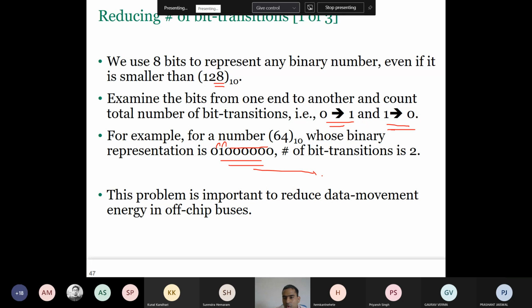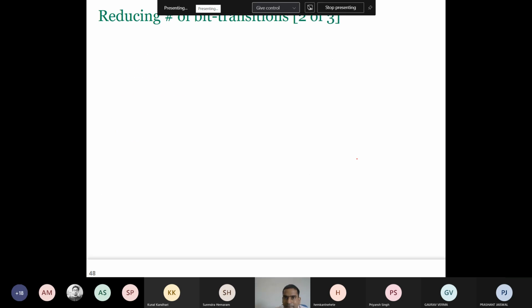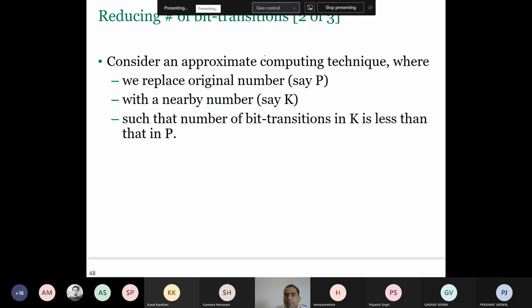Okay, so our goal here is to somehow reduce the number of bit transitions. First of all, in this slide, I have just introduced what a bit transition is. Now we will use some technique to reduce the number of bit transitions. Consider an approximate computing technique where we replace the original number, suppose P, with a nearby number K, such that the number of bit transitions in K is less than that in P.